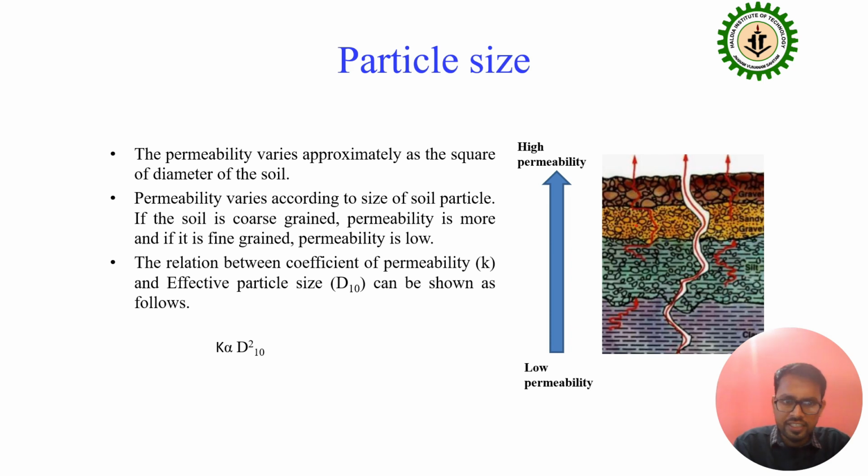Now coming to the particle size. Permeability varies approximately as the square of the diameter of the soil, as K proportional to d squared. d10 is the effective particle size. Now we can see the figure. At the bottom there is a clay particle, above clay there is a silt, and at the top there is a gravel, and below the gravel there is a sand. So as the particle size increases, permeability also increases.